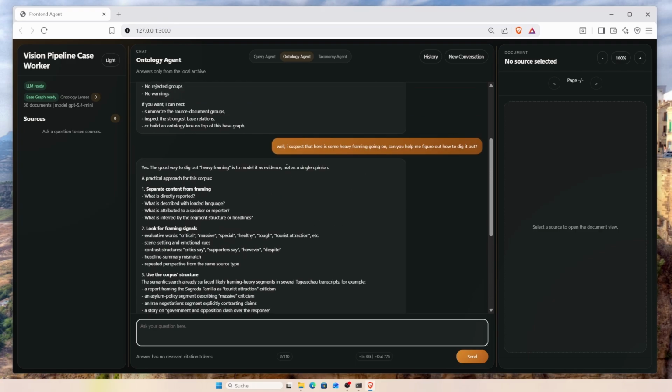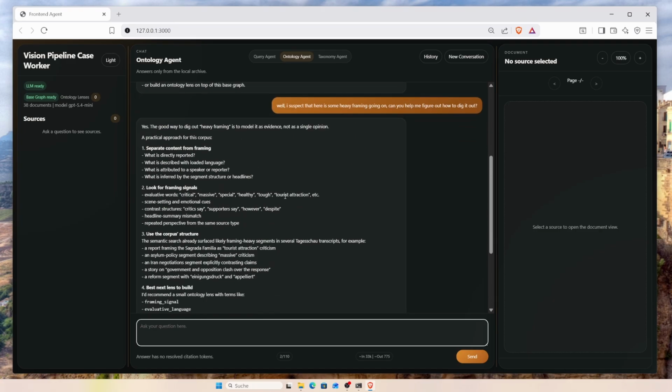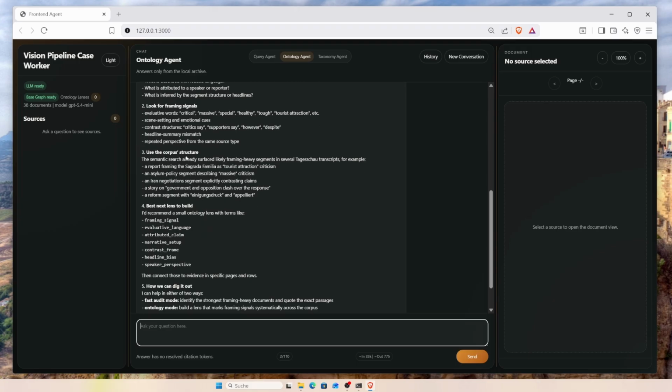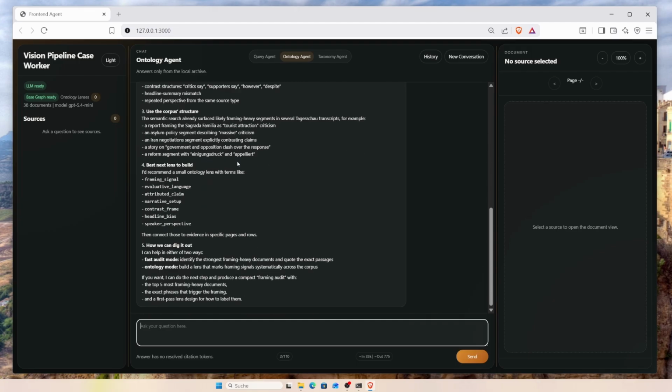So it will give you some suggestions. Let me see. Look for framing signals, use the corpus structure, build a lens. I can help you in two ways. Fast audit mode: identify the strongest framing-heavy documents and quote exact passages. No, that's not what we want. Or ontology mode: build a lens that marks framing signals systematically across the corpus. This is what we want. This is a good suggestion.